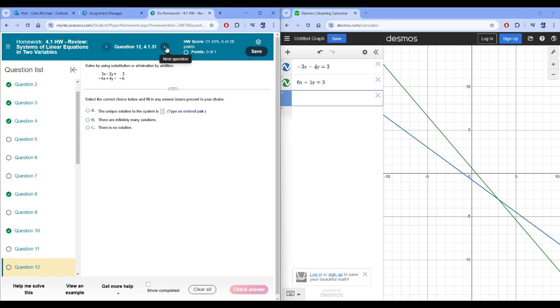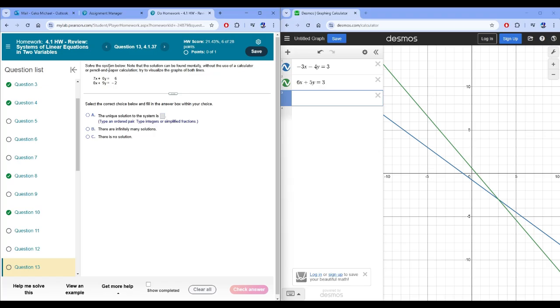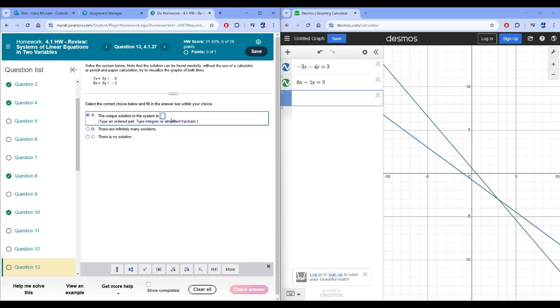Okay, moving on. Solve the system below. Note that the solution can be found mentally without the use of a calculator or pencil and paper calculation. Try to visualize the graph of both lines. So here, this is 7x equals 6, 9y equals negative 2, so it's going to be the intersection of these 2 lines, which is going to be 6 divided by 7, comma, negative 2 divided by 9.